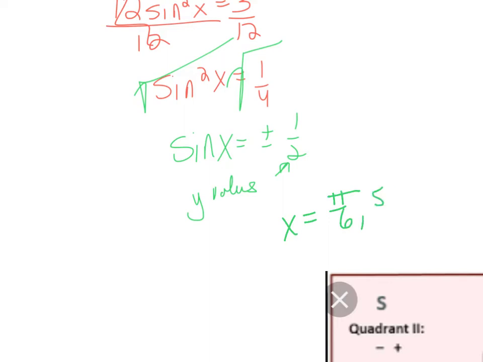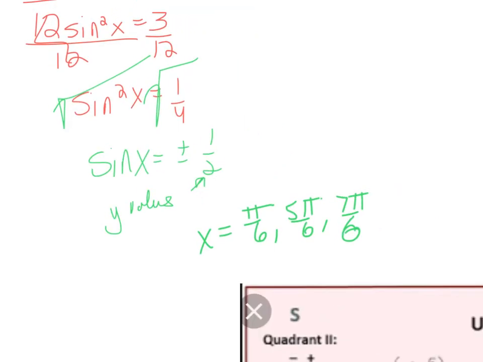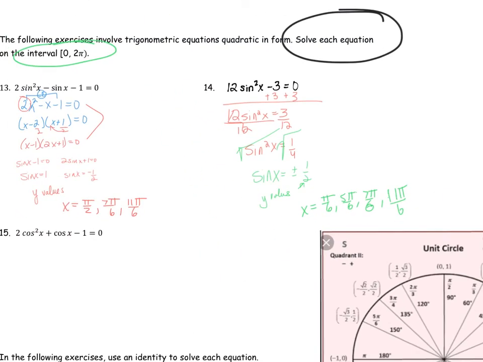Pi over 6, 5 pi over 6, 7 pi over 6, and 11 pi over 6. We okay? Yep. No, you're fine. All right, I'm going to skip the last one because it's redundant. It's the same.